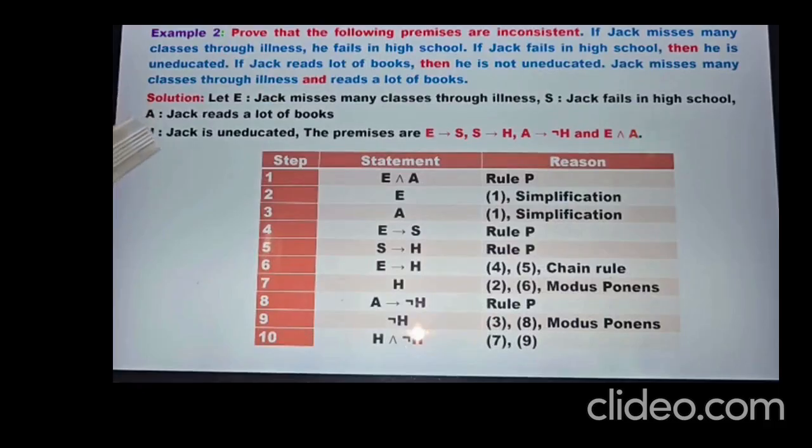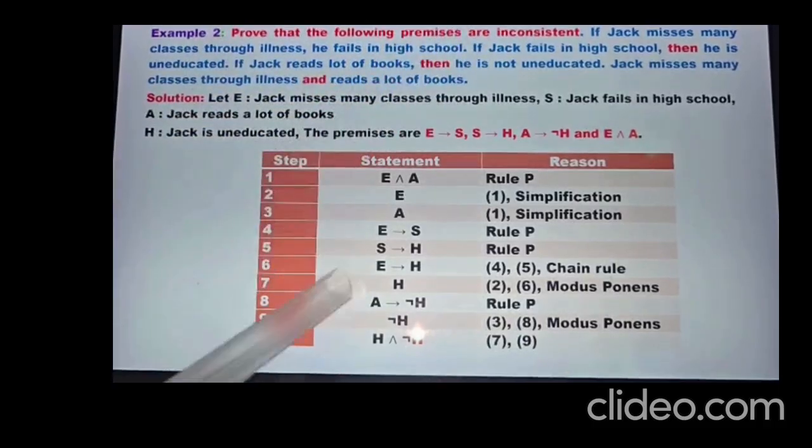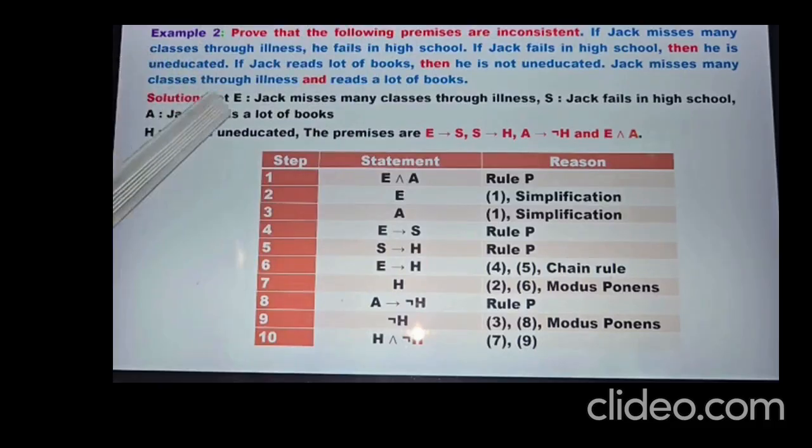Prove the following premises are inconsistent. For this problem, in order to prove the set of premises is inconsistent, the final answer should be a contradiction, that is 0. Here all the statements are given in sentential form. Now we have to rewrite in symbolic form, then we have to solve it as usual.